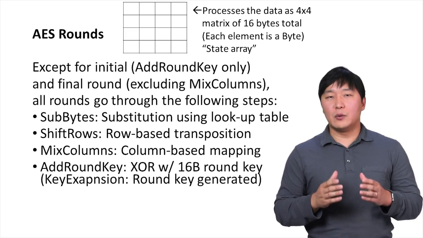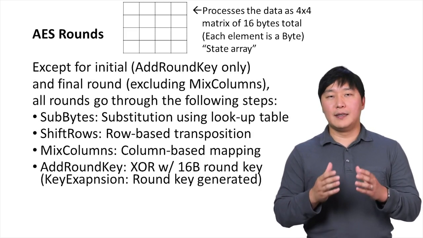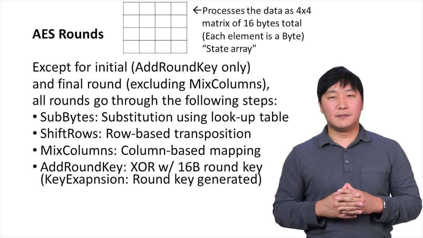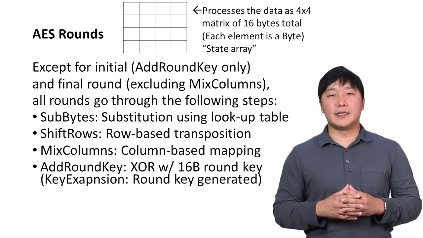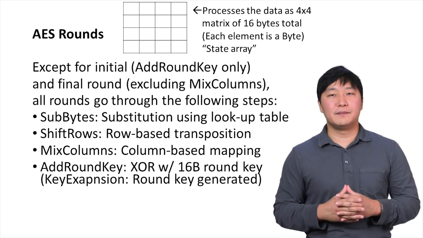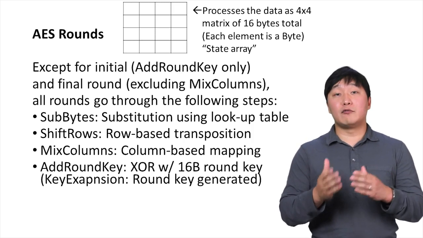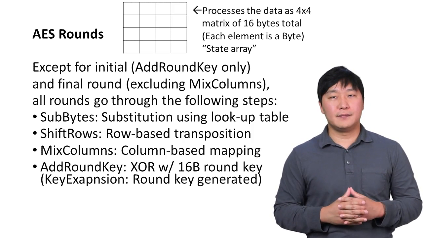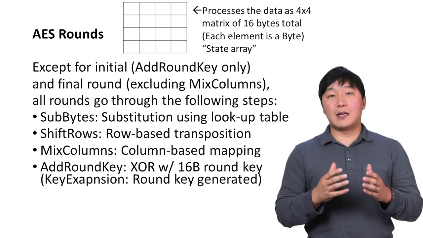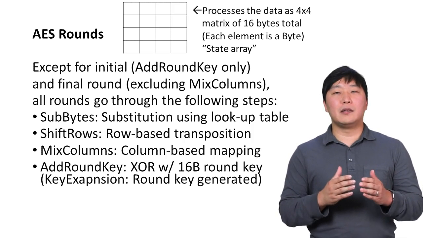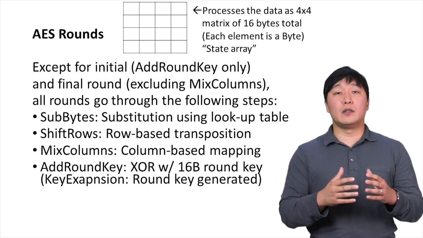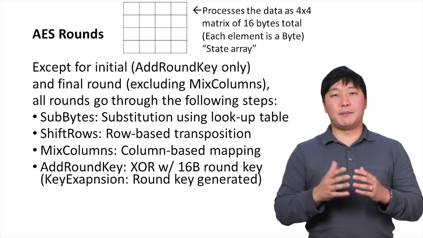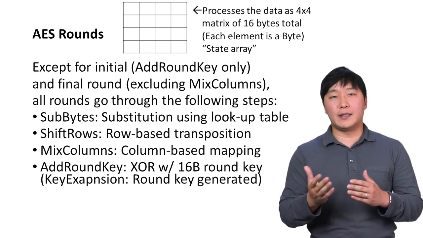Except for the final round, which excludes the mix columns step and has 3 steps, the rounds have the following 4 steps in that order for encryption. First is the SubBytes operation, which is a lookup table-based substitution. The second is the ShiftRows step, which takes the 4x4 data block and performs row-based transposition. The next is the MixColumns step, in which each column is processed separately using multiplications over a Galois field or finite field. The last is the AddRoundKey step, which XORs the data with the round key.